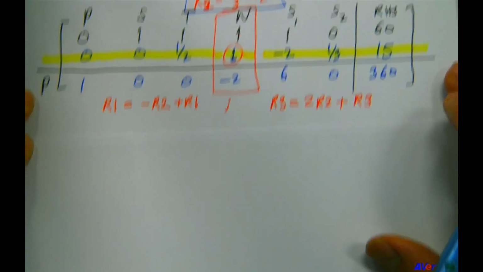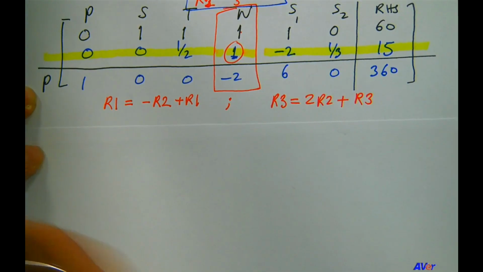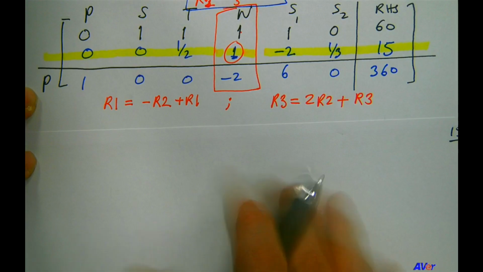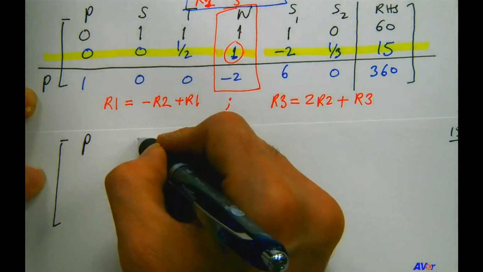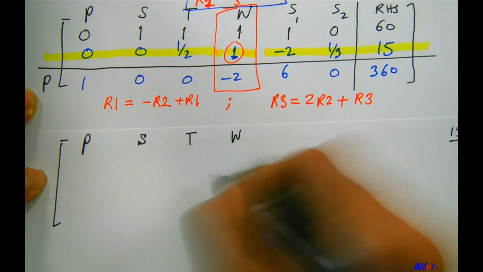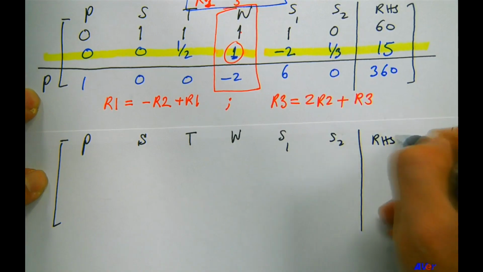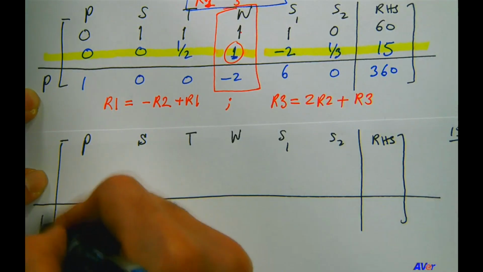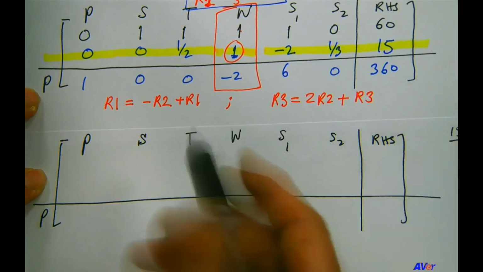Okay, so we have that. Hopefully I can fit it on the screen like that. And this would be page 15. All right, so we're going to have P, S, capital S for sleeping dolls, talking dolls T, walking dolls W, S1, S2, and the right-hand side column, right? Okay, and the objective row at the bottom.